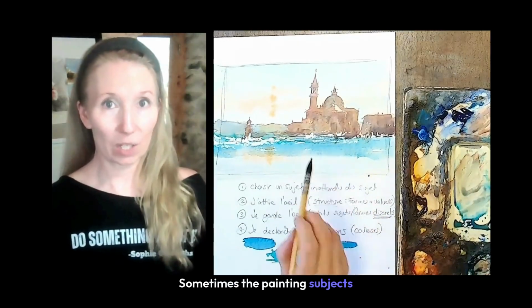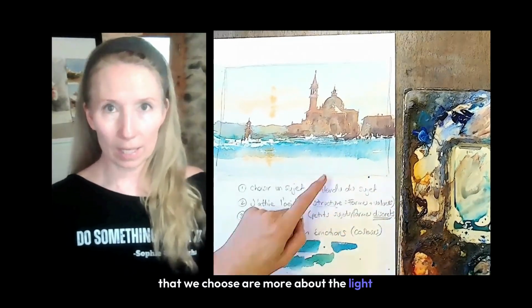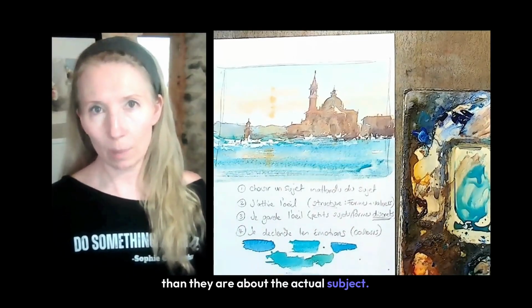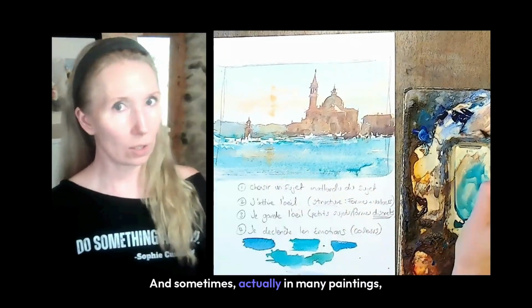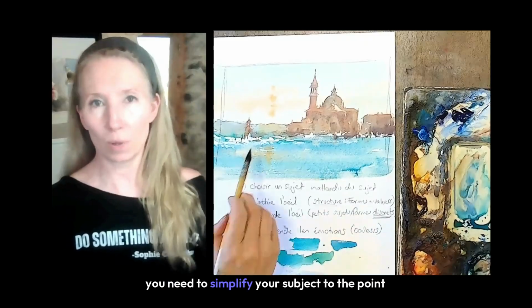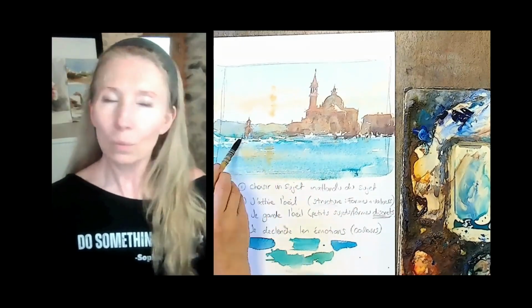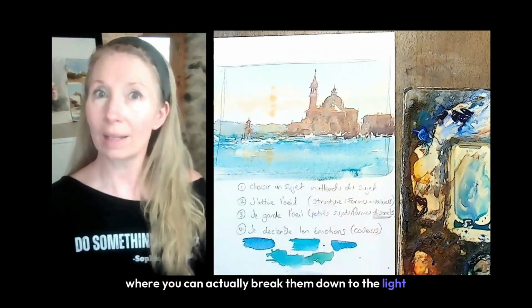Sometimes the painting subjects that we choose are more about the light and the shade than they are about the actual subject. And sometimes, and actually in many paintings, you need to simplify your subject to the point where you can actually break them down to the light and the shade.